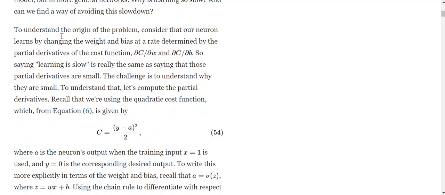To understand the origin of the problem, consider that a neuron learns by changing the weights and biases at a rate determined by the partial derivatives of the cost function. So the partial derivative of the cost with respect to the weight and of the cost with respect to the bias. Saying learning is slow is really the same as saying that these partial derivatives are small. You might remember that during gradient descent, you multiply these by the learning rate and then subtract them from the weights and biases, right?